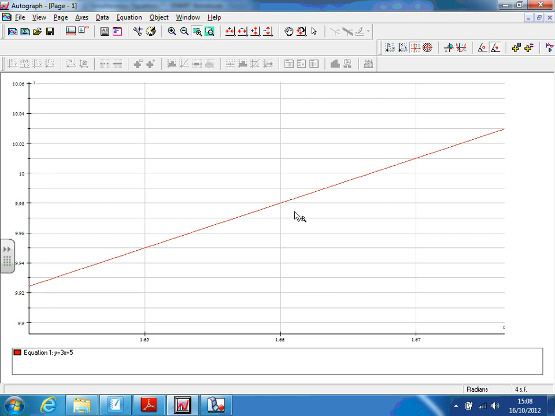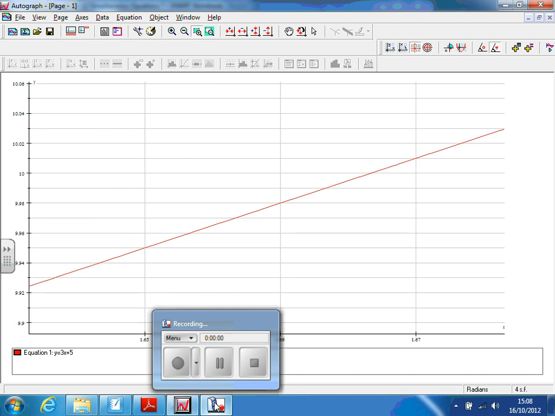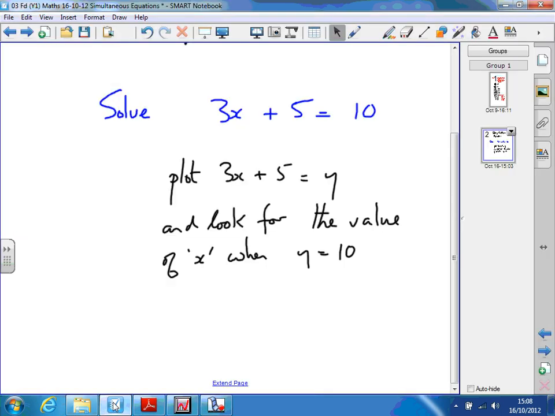So when y equals 10, x equals 1.666, something like that. Okay. So I could put this into my notes, and that would be the value. So graphically, x equals 1.66 recurring. Okay. Graphically, it's difficult to get an exact answer with these things because you need to zoom in. Algebraically, we get an exact answer.